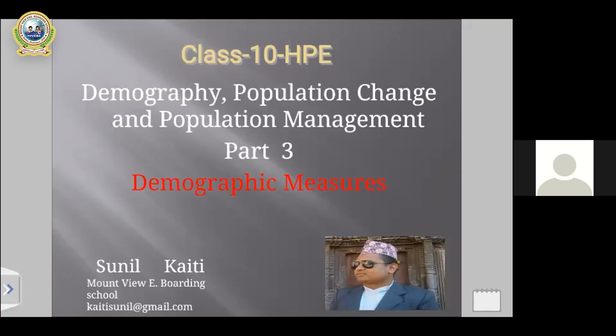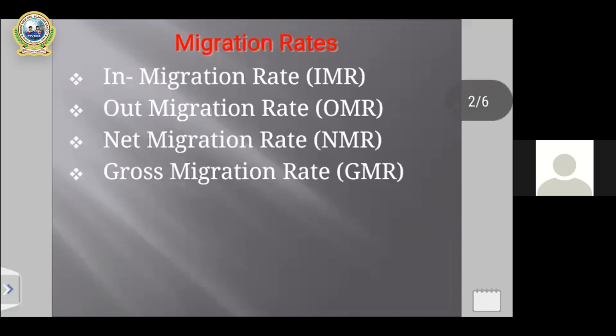Second, last week we discussed the mortality rate, and in the mortality rate also, there are different ways to calculate numerical problems. Today we are going to discuss the third demographic measurement, the migration rates. Before discussing the different ways of calculating migration rates, first of all, I want to start with the definition of migration.